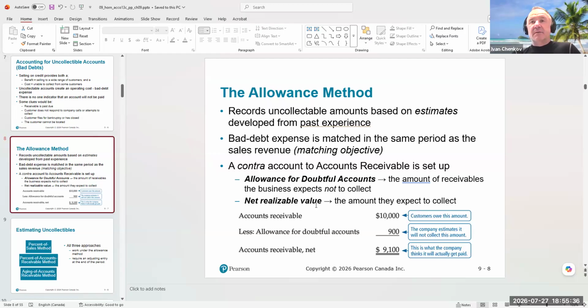Bad debt expense is going to be recorded in the account called allowance for doubtful accounts. That allowance for doubtful accounts will be a contra account to accounts receivables. Contra account means the companion account with the opposite balance. So simply, if I have to show this on the Excel spreadsheet, it's going to look like this.